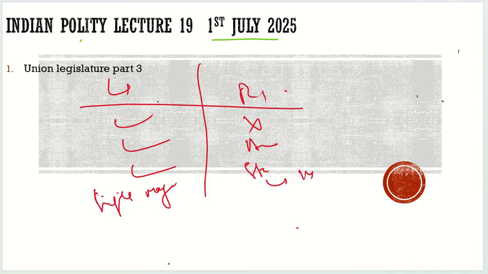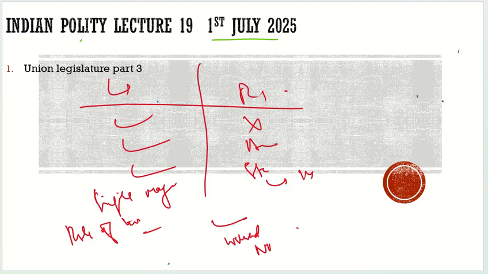What is the role of the president with money bill? He may give assent, or he may withhold assent. Can he send it back for reconsideration? No, he cannot send it back for reconsideration. He can only say yes, or he can withhold the assent. Now this is what Article 109 says.